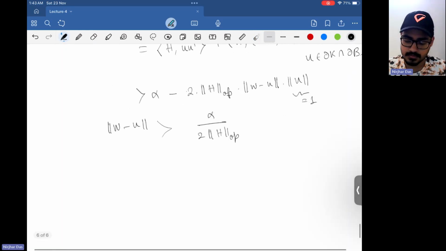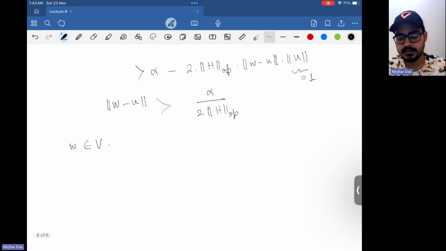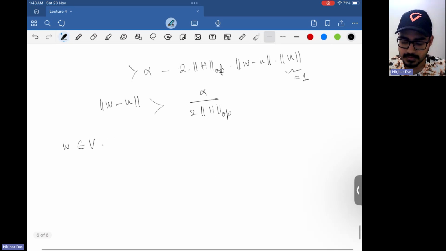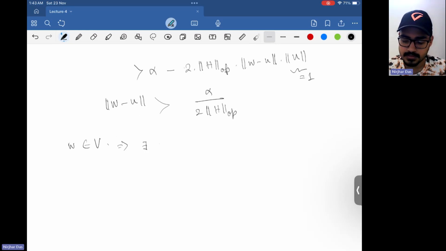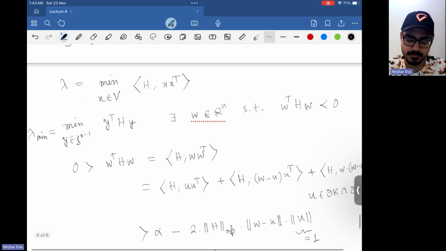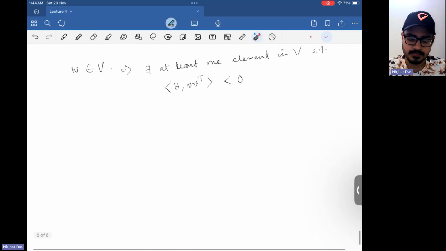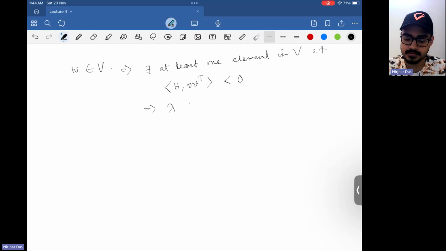So from here we conclude that w belongs to v. So w belongs to v basically means that there is at least one element in v for which h of v v transpose is strictly less than 0. So this basically means that our lambda that we defined here, which is the minimum over all x in v of h of x x transpose, is less than 0. So that is what we have. This implies lambda strictly less than 0.